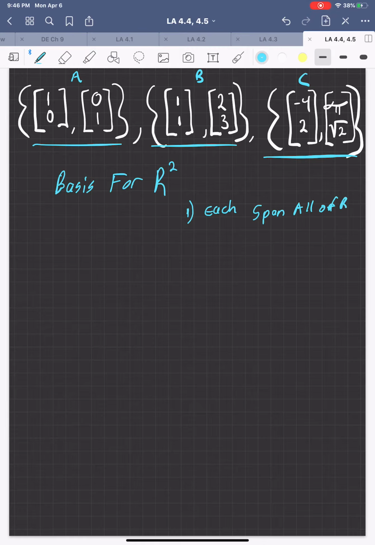That means I can use those points to plot any other points that I want in R2. And second, each is linearly independent, meaning they're not multiples of each other. Okay. Let's go ahead and continue here.